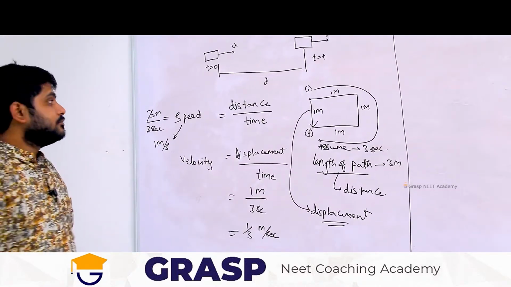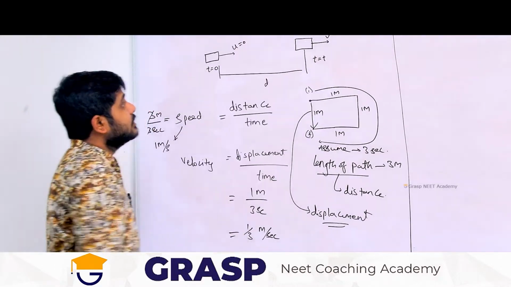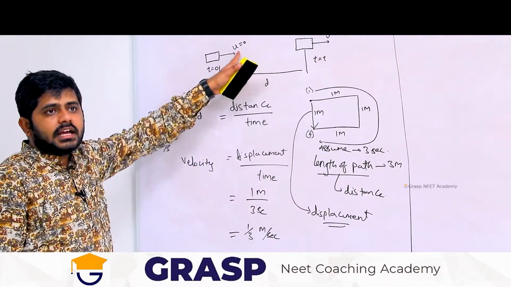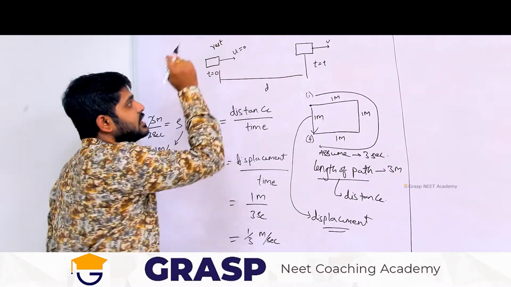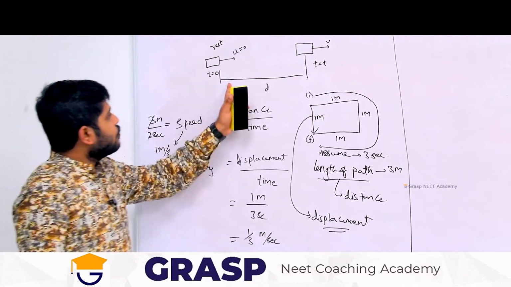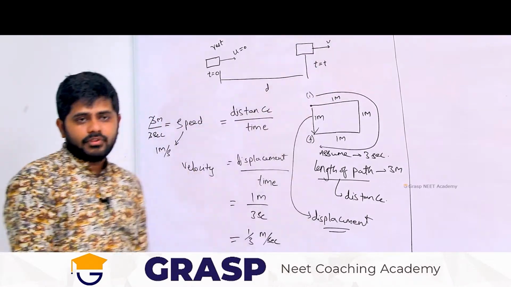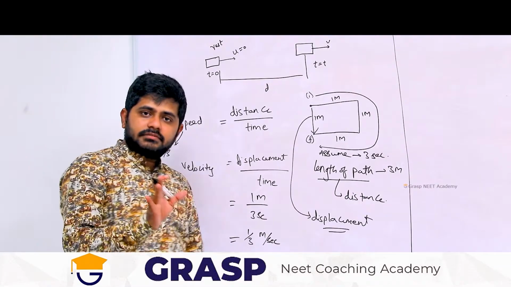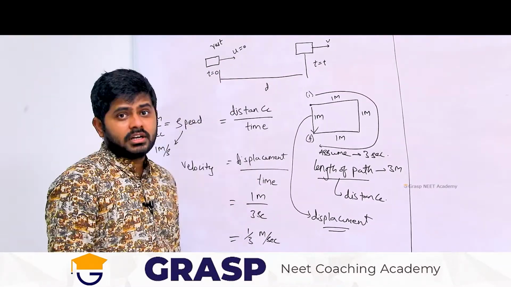Now, if it starts from rest, we take the initial velocity as 0. When, at time t, it reaches this point, we consider the velocity as v. If it is not starting from rest, we take the initial velocity as u. This is linear motion.